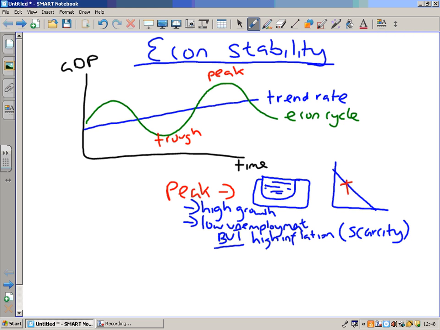This high inflation is likely to lead towards a trough. High inflation is bad for the economy for reasons we've mentioned before, which might potentially lead us to a trough.